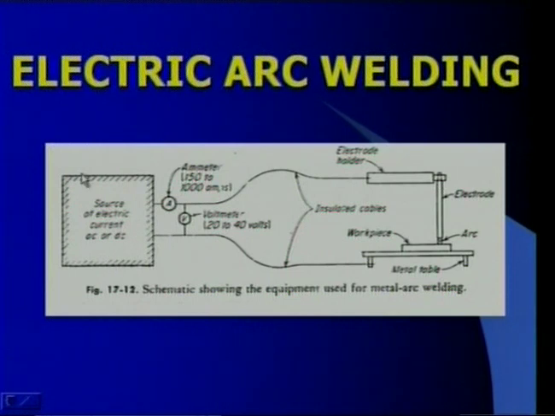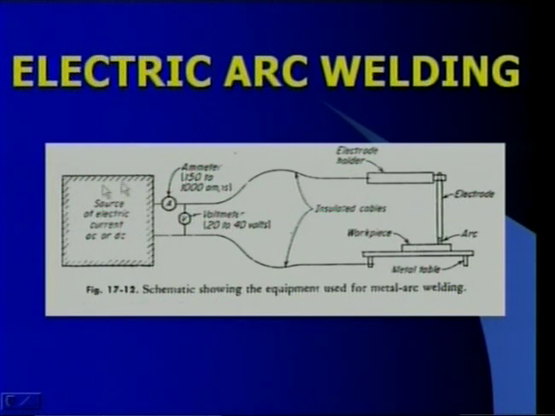Here we are going to see AC or DC supply. If it is a DC supply, one terminal of the DC supply is connected to the electrode through this electrode holder. So, this electrode becomes the cathode. Next, the other terminal of the DC supply is connected to the workpiece. This is the workpiece.